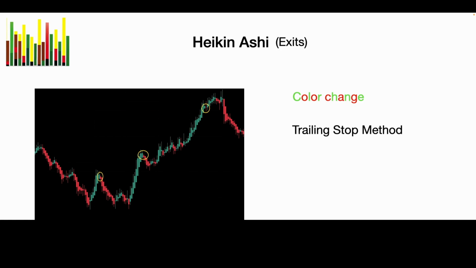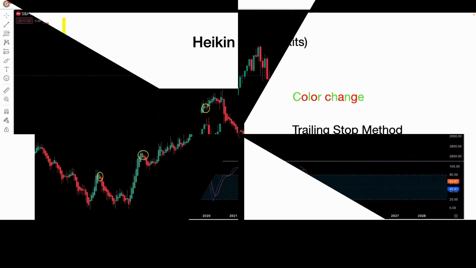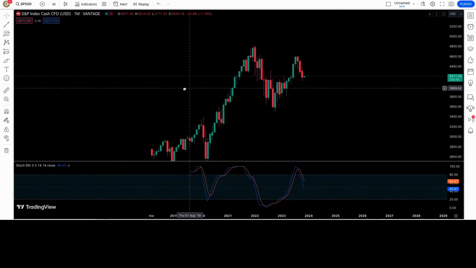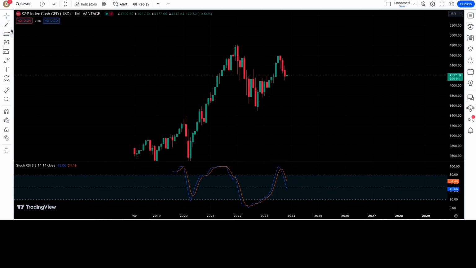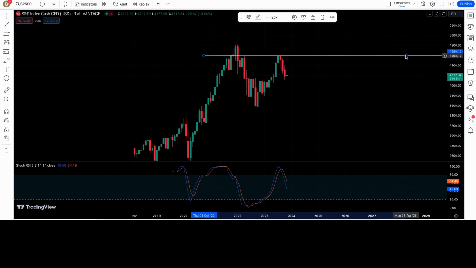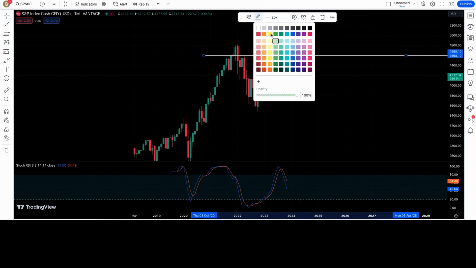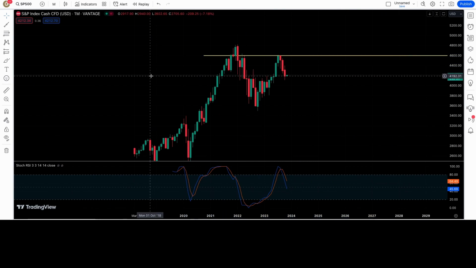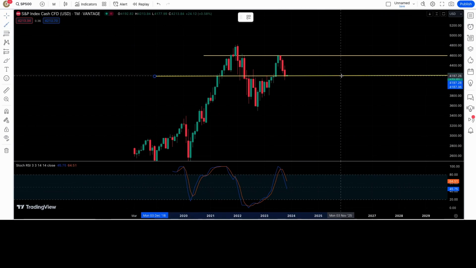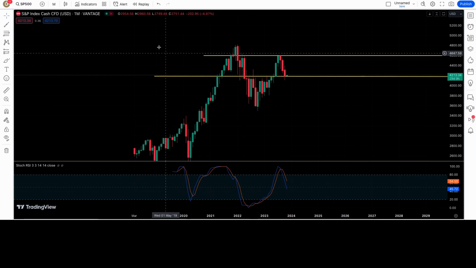So let's find the trade and ride it. First up, S&P. We begin with a higher time frame and start drawing the support and resistance lines. We draw the monthly lines with yellow color and then we go to a lower time frame, the weekly chart, and do the same. We draw the weekly lines with a different color so we can identify them in the daily chart.